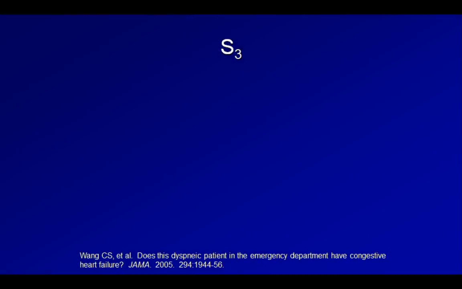One of the best sources of information on the diagnostic utility of abnormalities of S3 and S4 is a review paper from JAMA in 2005, which looked at a variety of symptoms, exam findings, and diagnostic tests to determine the likelihood that a person who had come into the emergency department with shortness of breath had congestive heart failure. They synthesized information from dozens of smaller studies for their review. Here is what they found.